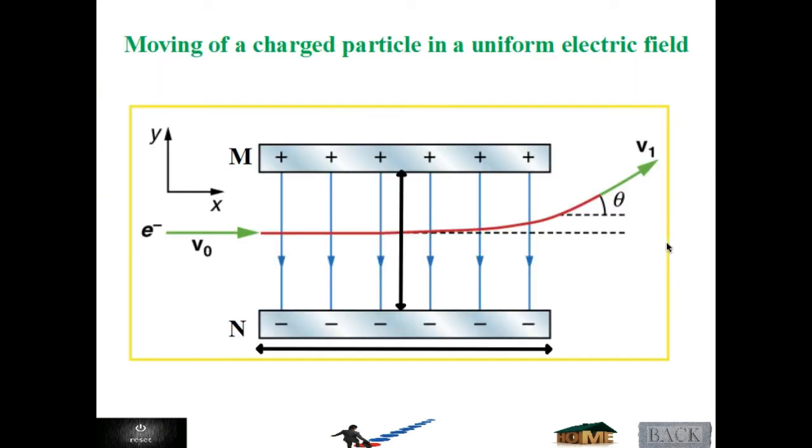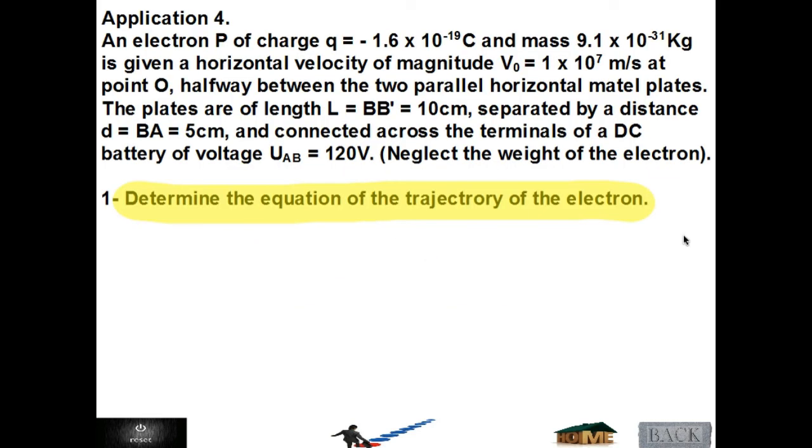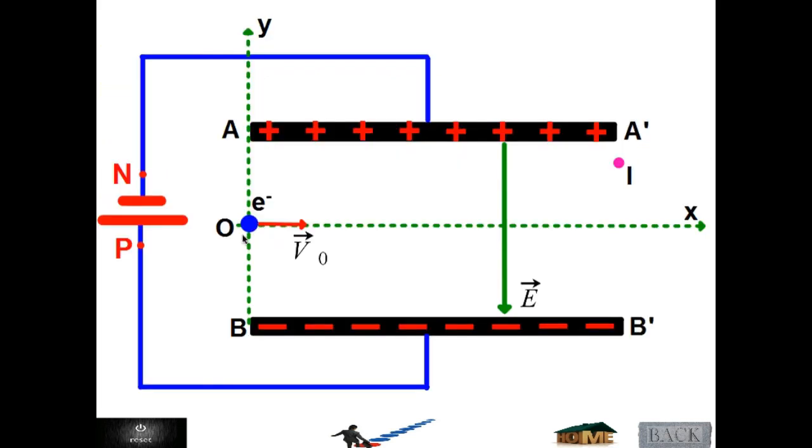As we can notice, whenever the electron enters the electric field between the two plates, it will move in a parabolic trajectory. To determine the equation of the trajectory of the electron, we will apply the technique of projectile. Here I have the electron with initial horizontal velocity. All the initial velocity is along the x-axis, no y component for initial velocity.